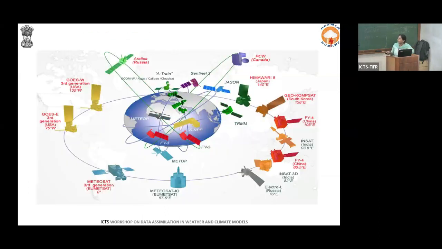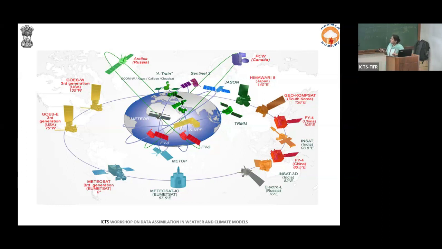So this again, she showed all these things, but still I'm just showing over the Indian region. If you see, there are many satellites looking over India and the surrounding region. So we have the Himawari, the Japanese satellite, and we have the GeoComSat, the Korean satellite, and we have FY-2, the Chinese geostationary satellite, and we have our INSAT.